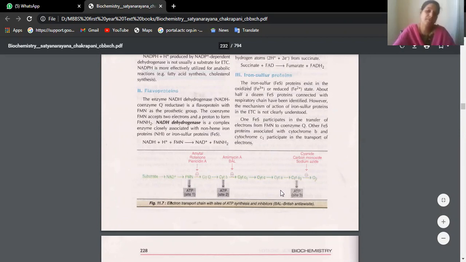In oxidative phosphorylation, we will talk about coupling reactions. Now in the electron transport chain, you will see just the transfer of these electrons, that means oxidation reduction reactions which are involved in the production of ATP.